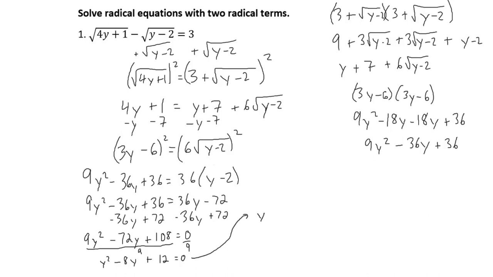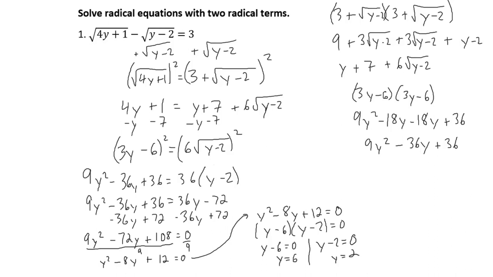Which I can factor. I'll rewrite it again. Ran out of room at the bottom of my screen. And that will factor to y minus 6, y minus 2 equals 0, which we can set each factor equal to 0. And we get y equals 6 and y equals 2.